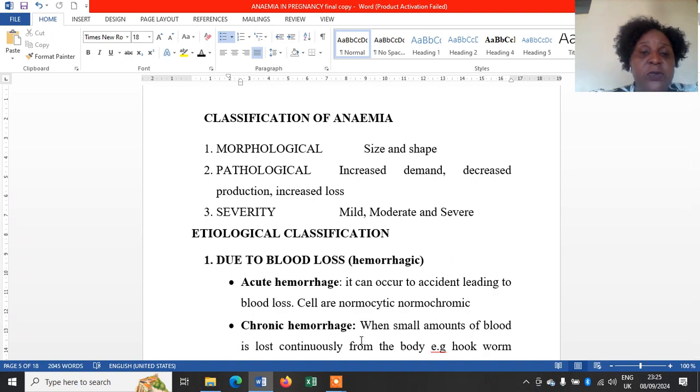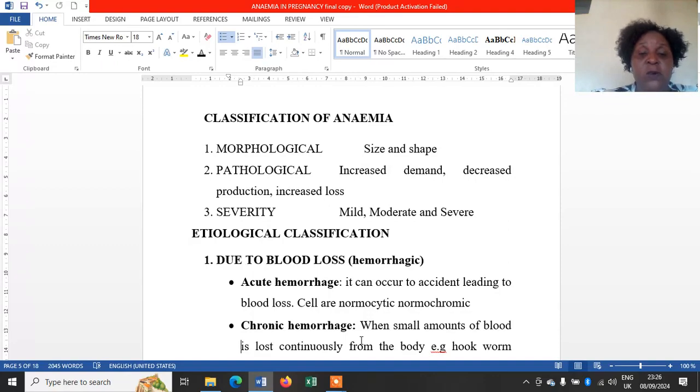Okay, now let us look at the classification of anemia. We can classify it in different ways. One classification is according to morphology. Morphology means how a red blood cell looks, so here we are going to look at its size and its shape. Or it can be classified according to pathology.